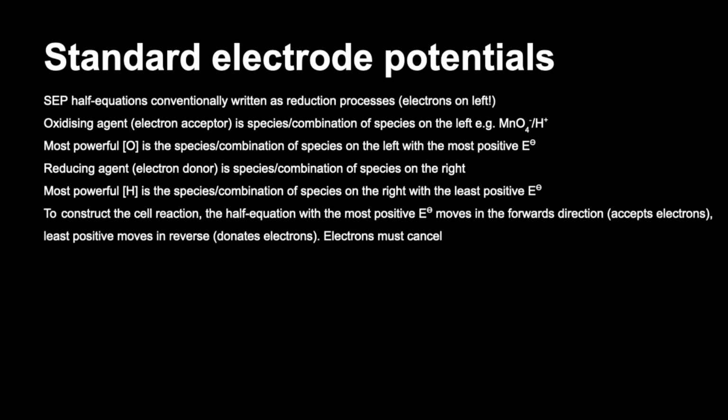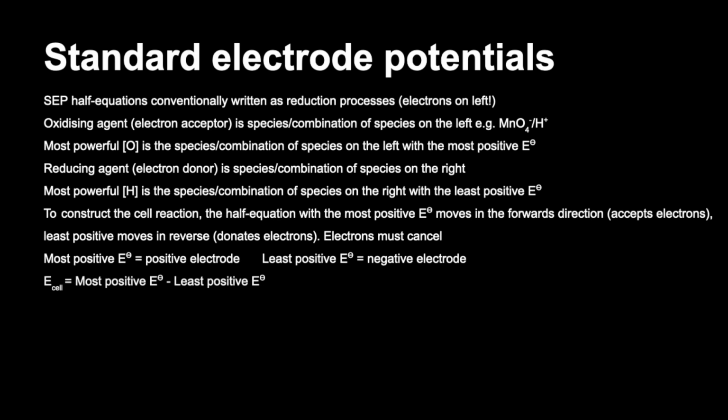So that's when you combine the two half equations together from the two systems. So the half equation with the most positive electrode potential moves forwards, accepts the electrons. The one that's the least positive moves in reverse and donates electrons. And remember, the electrons must cancel, so you might have to multiply out one or both of the half equations to make that happen. The most positive electrode potential is the positive electrode in the cell. Least positive is the negative electrode.